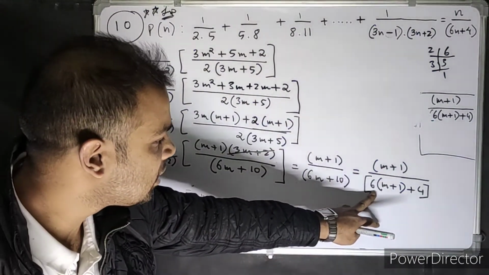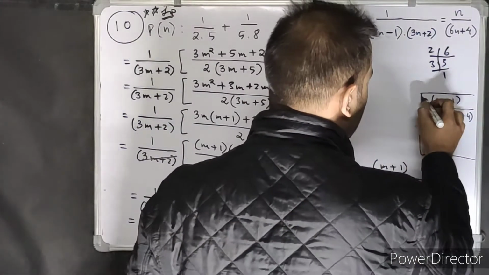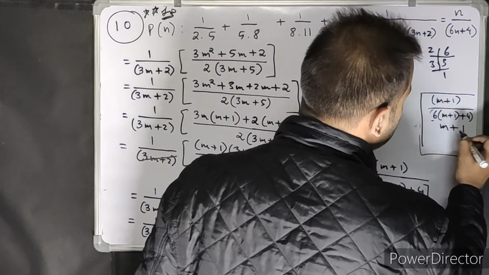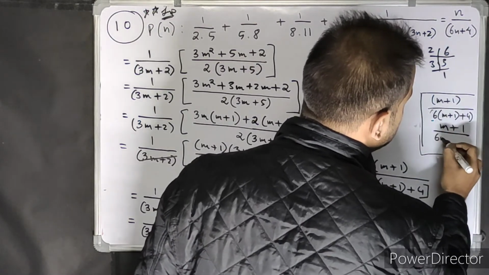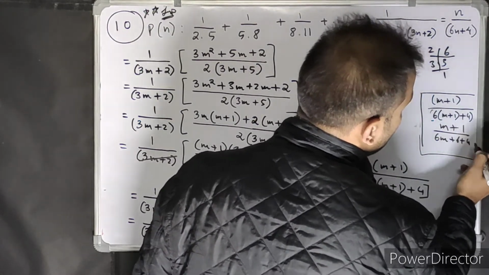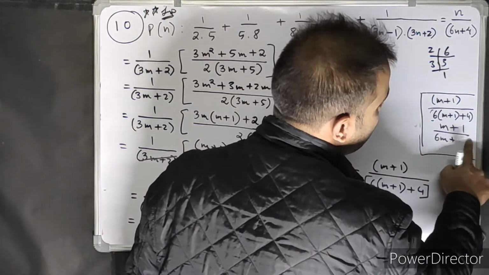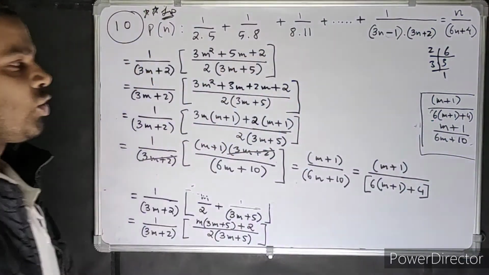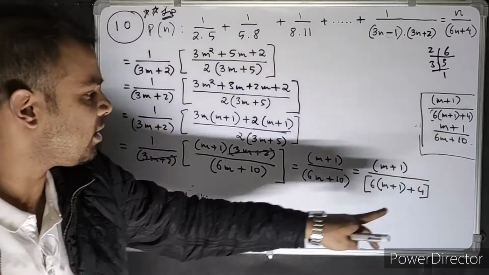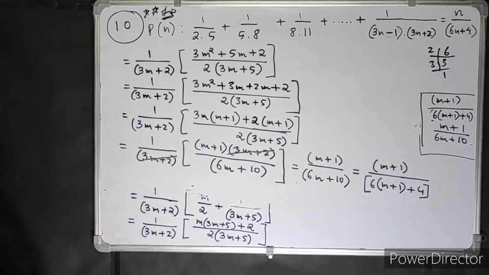So multiply this 6 into m, multiply that. Look at your answer, what will come? m plus 1, this is 6 into m is 6m plus 6 plus 4. So 6 plus 4 is 10. You can directly write it as 10. So this is 6m plus 10. This one can be split in that way.